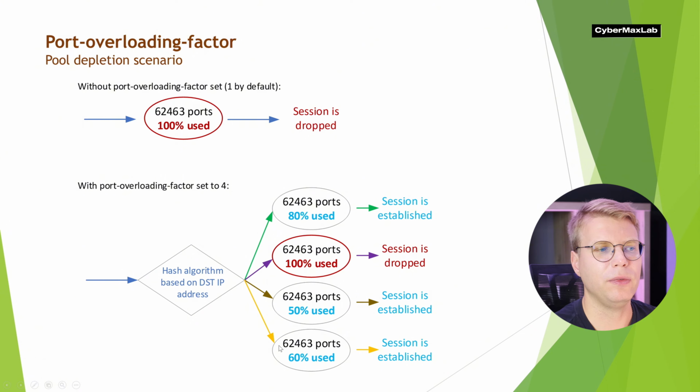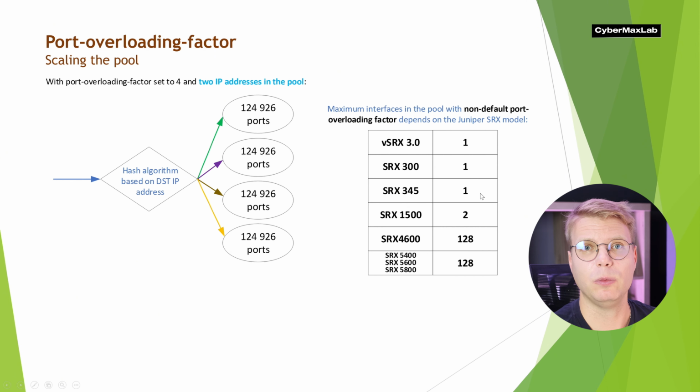And if you have high utilization on one of the pools, let's say one pool is depleted, all the sessions which are based on the hash algorithm hitting this pool will be dropped. The sessions will not be using ports from other subpools, even if there are available ports still there. So this is something to remember. So how can we scale it?